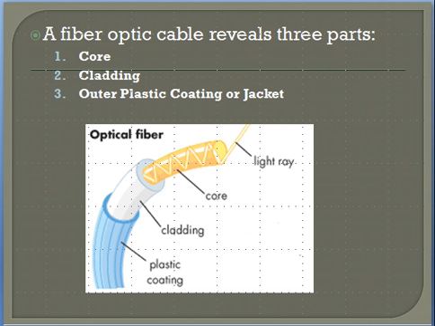And the fiber optical cable consists of three important parts, such as core, cladding, and the third one is the outer plastic coating or jacket. Core is the innermost portion of an optical fiber through which the light propagates. It is cylindrical in shape and it is made up of flexible glass of high refractive index.